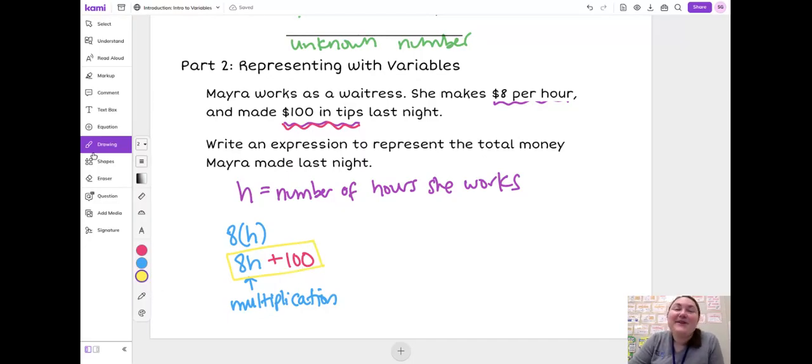In today's lesson, we're going to do a lot more examples like this where we have to identify variables and write expressions representing a story. You're ready for today's lesson?